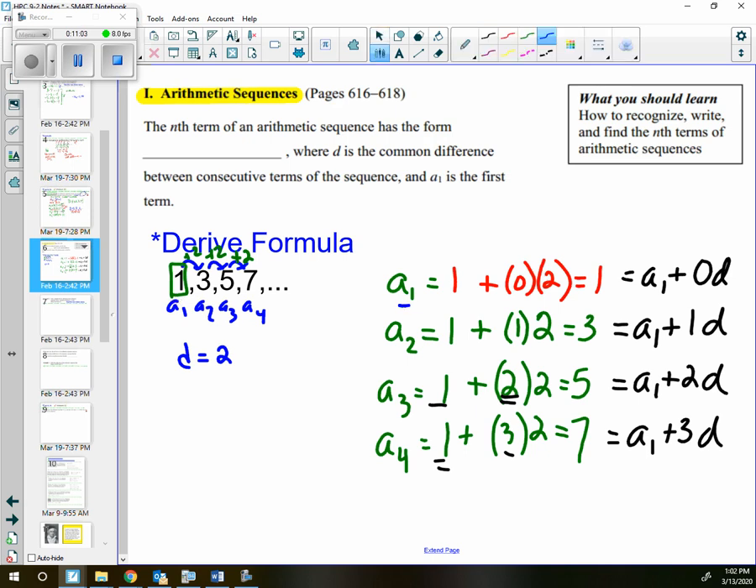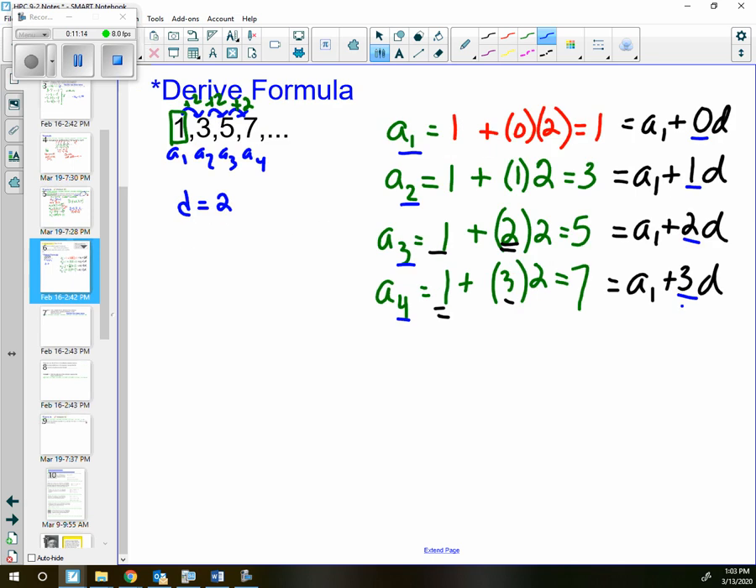So if I'm at term 1, I needed no differences. Term 2, I needed 1. Term 3, I needed 2. And term 4, I needed 3. So the number of differences is always 1 less than whatever your term number is. So what if it was AN? This is what I want to try to figure out. Well, it looks like all of these start with an A1, and I have some amount of common differences. How many common differences do you need? Well, it's always 1 less. So how do you say 1 less than N? It would be N minus 1.